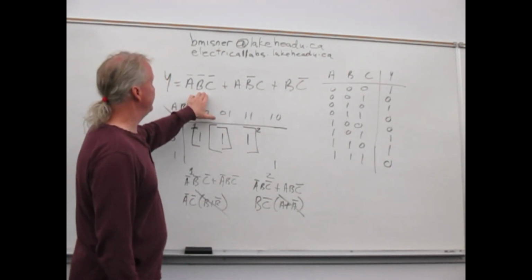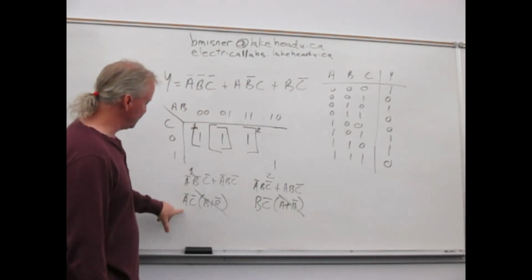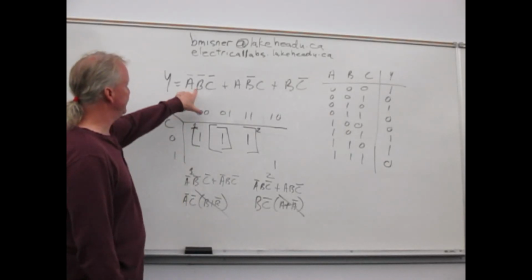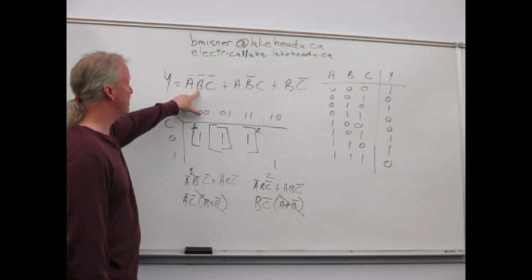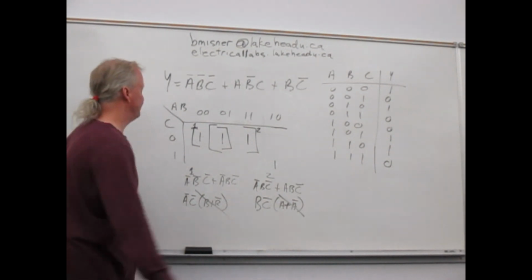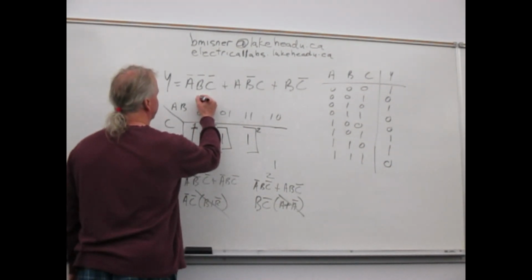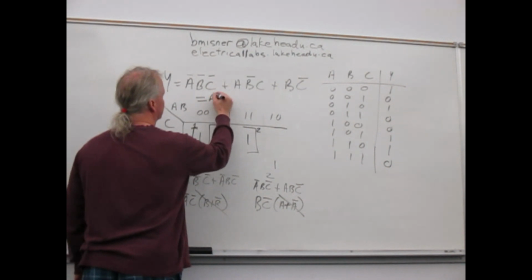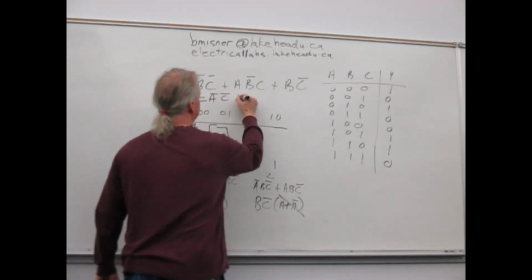So then, in our case here, for this one, what essentially we've done is we've taken this part and we've eliminated the B bar. So the actual simplified equation is going to look like this.